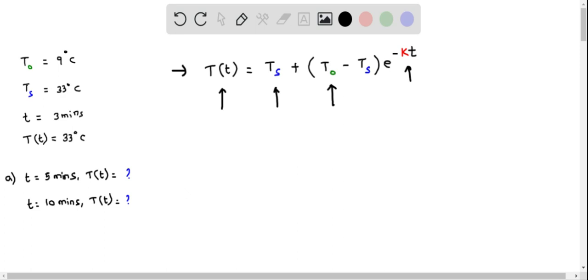So let's plug in the information given to determine the value of k first. That is, T0 is the initial temperature of the thermometer, which is 9 degrees centigrade, and Ts is the surrounding temperature, which is 33 degrees centigrade. And after 3 minutes, the temperature reaches 33 degrees centigrade. So let's plug in all this information here. So T(t) equals 33, and this equals Ts.